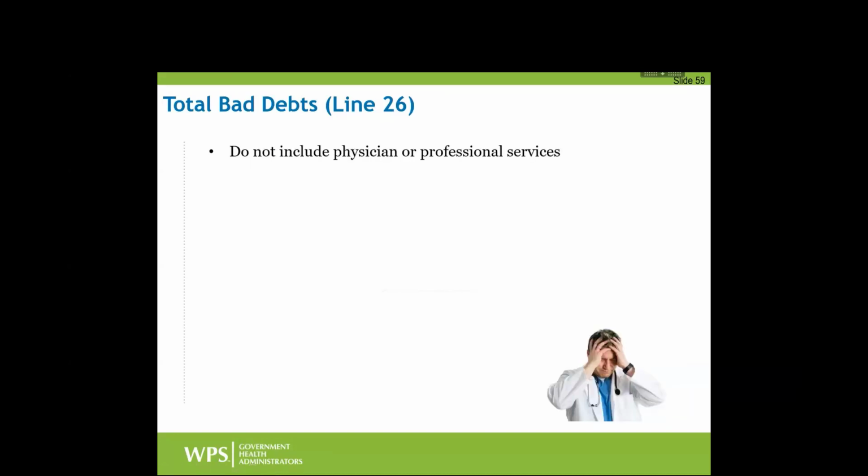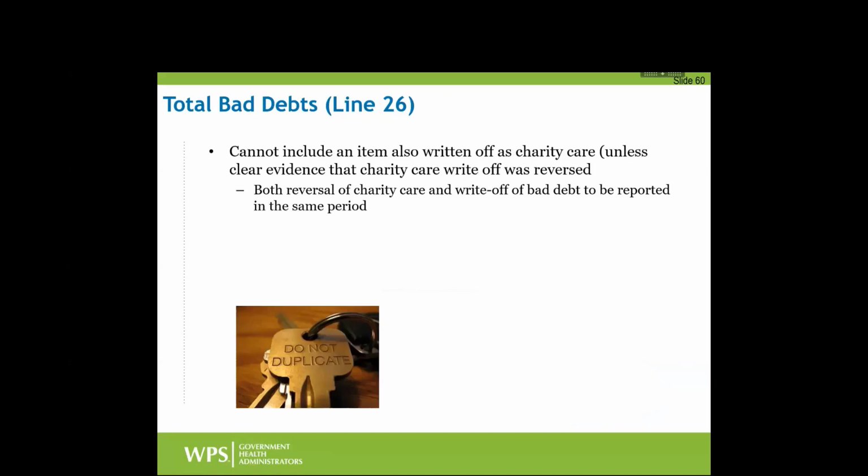Again, do not include the physician or professional services. And you cannot have the same piece of a claim being written off as both charity care and bad debt. The only situation that might come up, and we've seen it a few times, is let's say something was written off as bad debt initially, but then the patient came up with more documentation to prove that they should be a charity care patient. So maybe that bad debt was reversed in the next year, and at the same time it was written off to charity care. That is a logical explanation, and that would be fine.